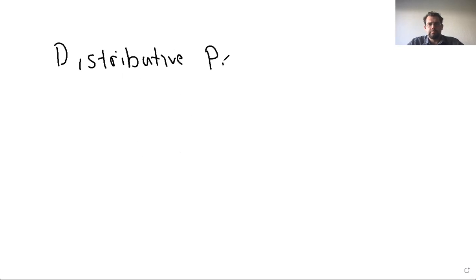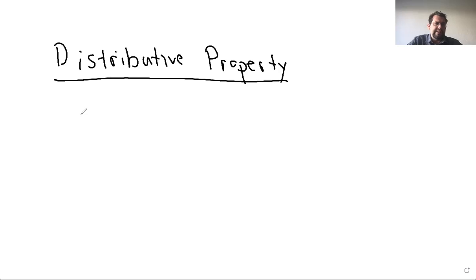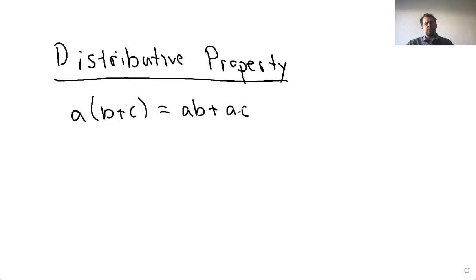The next step in this would be the distributive property. Which says that if we have a on the outside of two things being added together, we can take both things on the inside, multiply them by that a that's on the outside. We're mixing multiplication and addition together. This gets distributed over both of the terms in there.